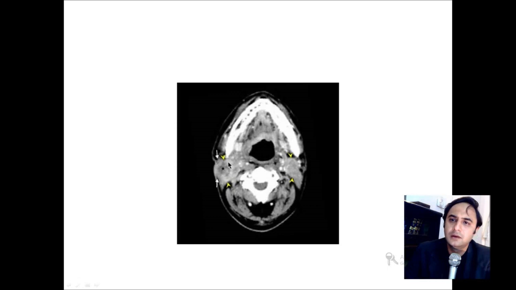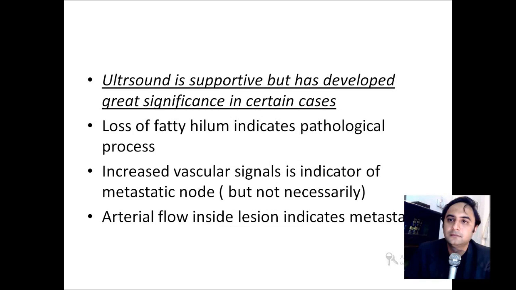This is the level 2B lymph node that has shown extracapsular spread, greater than 3 centimeters in size. Now ultrasound is supportive but has developed great significance. We can have another short presentation on how ultrasound can guide you in the identification of metastatic nodes.